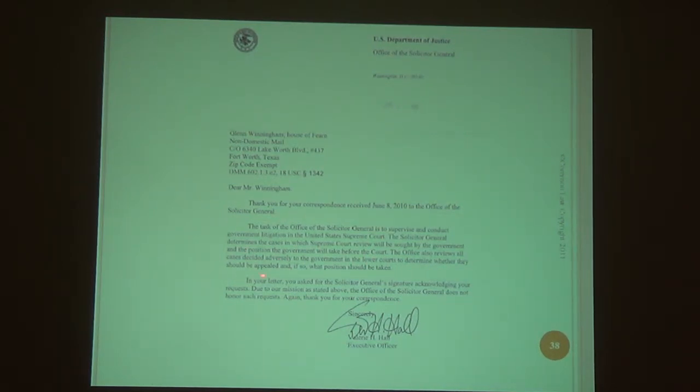And so, anyways, they said that they review all cases decided adversely to the government in the lower courts to determine whether they should be appealed, and if so, what position the government should take. And in my letter, I asked them to acknowledge my requests, and then they said, due to our mission, they do not honor such requests. And so they're acknowledging it without acknowledging it. See what I'm saying? But the interesting thing is how they do the name, because they did it exactly like I told them, and they don't mention the family name because they know that at common law the family name's never mentioned. And I can't tell you how many times I've got stuff back like that, U.S. and Canada.